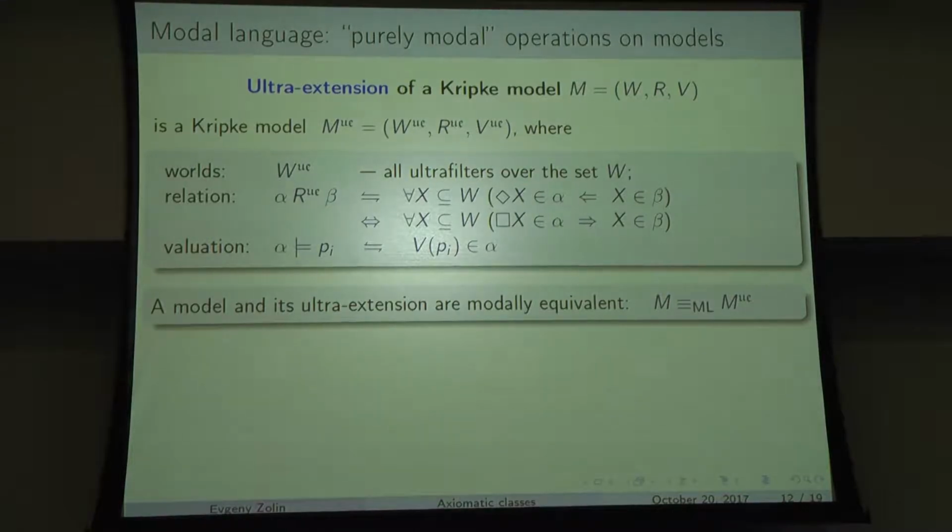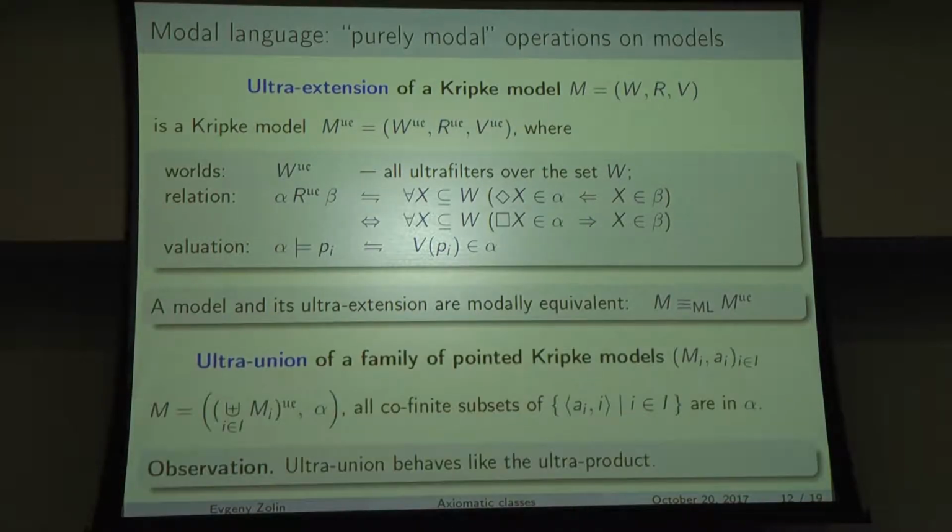This is the operation for models. If we want to consider pointed models, there was no such operation before Ida Venema discovered this. He didn't give it a special name. I call it ultra union of a class of pointed models, of a family of pointed models.